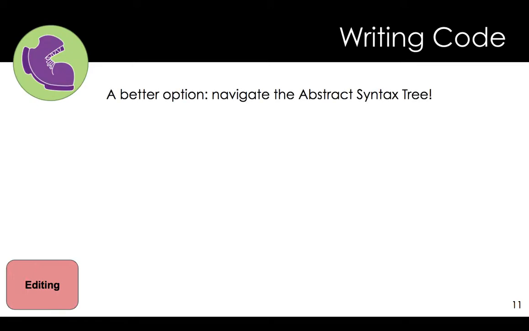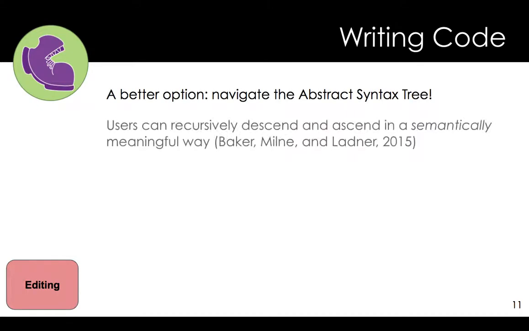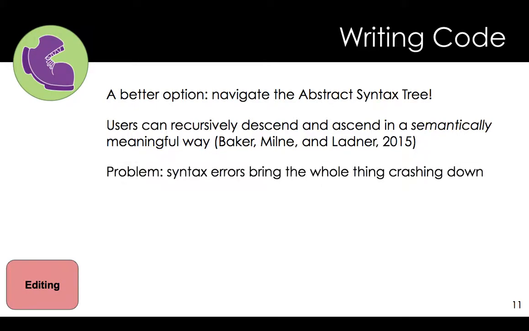Instead, it would be far better to navigate the AST directly. Users can recursively descend and ascend in a semantically meaningful way. Baker, Milne, and Ladner in 2015 proved that lots of VI users experience substantial improvements to program navigation, comprehension, and orientation. But there is one problem. A single syntax error can bring the whole thing crashing down. If we can't parse, we don't get the tree.